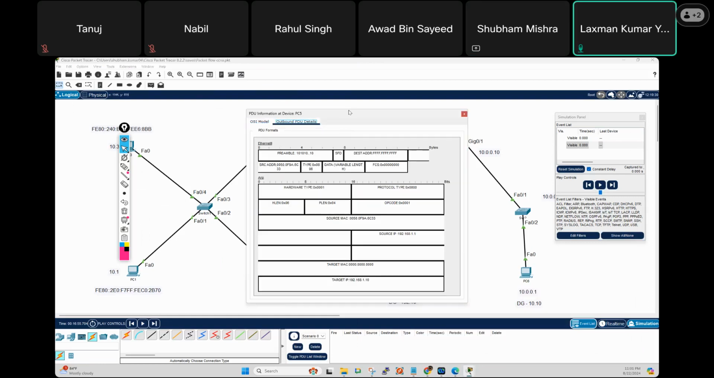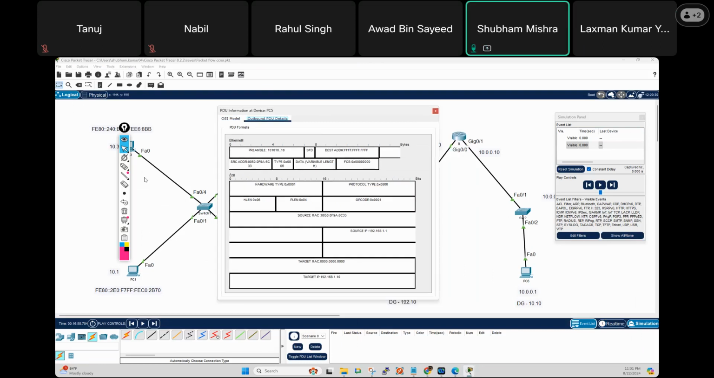This is the ARP packet. Yes or no, everyone? In this ARP packet, source MAC address is PC5 MAC address. Source IP address is PC5 IP address. Target MAC address is 0000. Why? Because for PC number 5, it is unknown. And target IP address is 192.168.1.10. Please, this is very, very important.